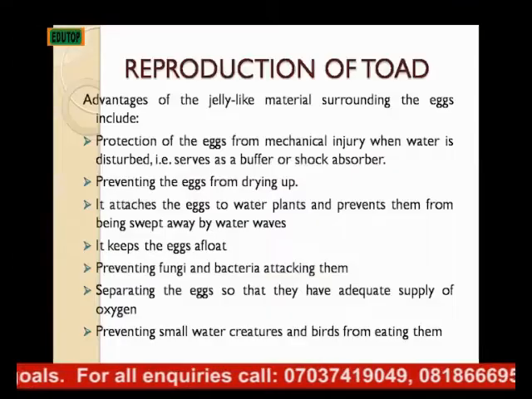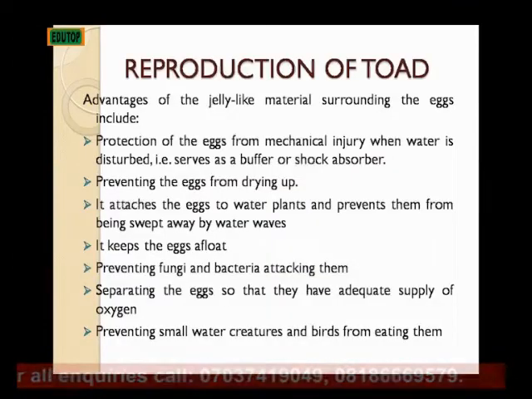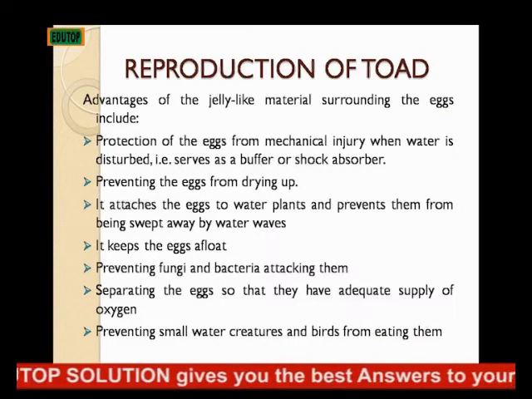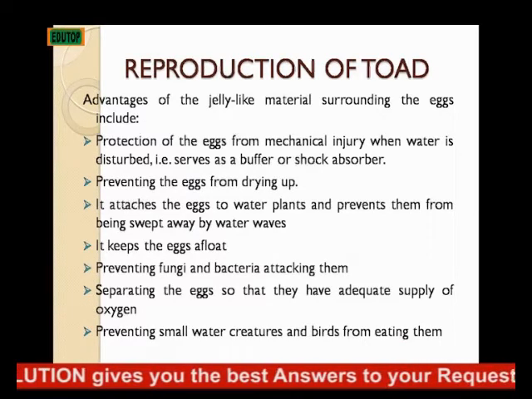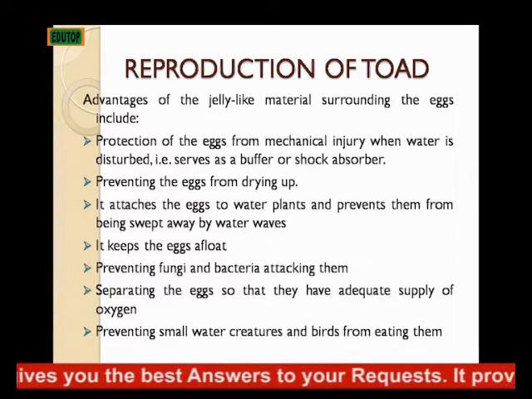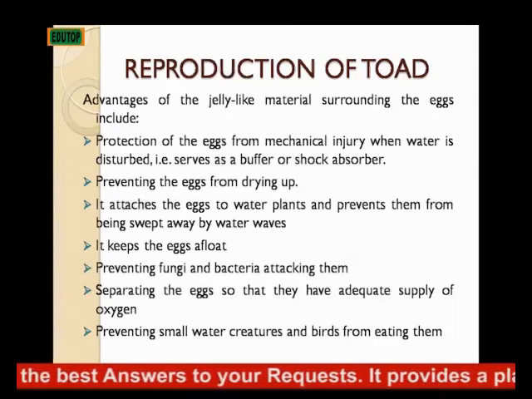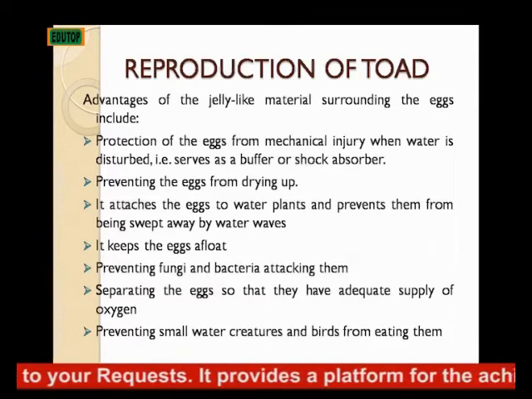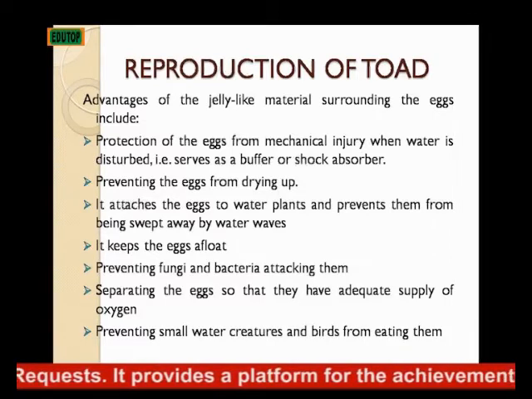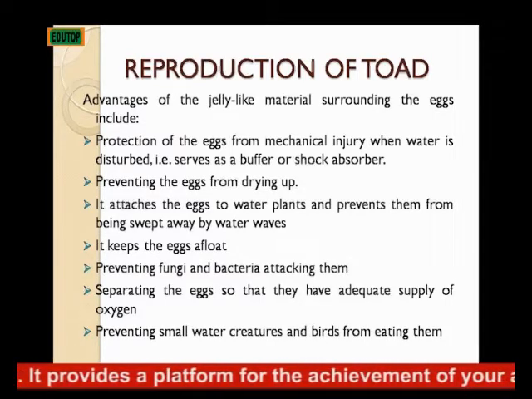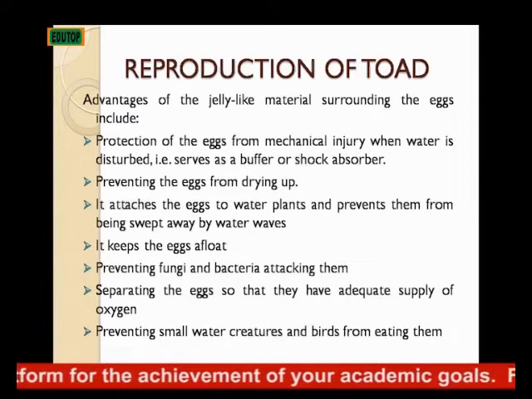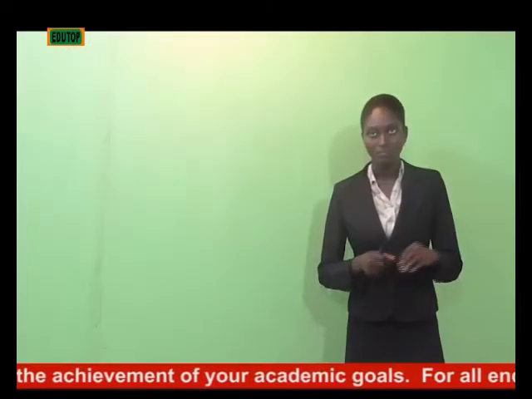Then it prevents the egg from drying up. It attaches the egg to water plants and prevents them from being swept away by the waves of water. Then it keeps the egg afloat, preventing fungi and bacteria from attacking them, and separates the eggs so that they have an adequate supply of oxygen. The jelly-like material that surrounds the egg also prevents small water creatures and birds from eating them.